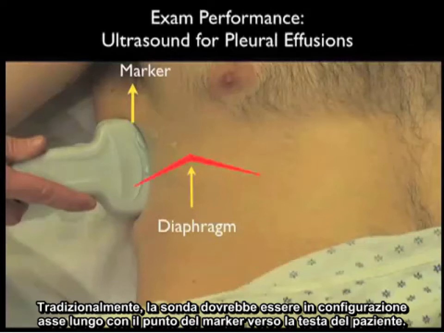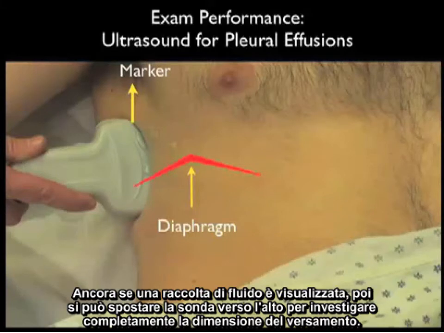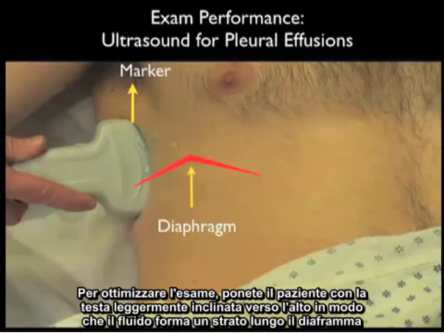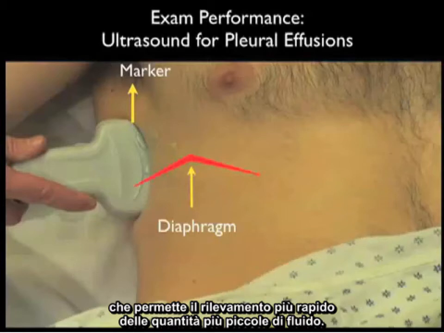Traditionally, the probe should be in a long axis configuration with the marker dot towards the patient's head. Again, if a fluid collection is seen, one can then move the probe upwards to fully investigate how big the effusion is. To optimize your examination, place the patient with the head slightly upwards so that the fluid will layer out above the diaphragm, allowing earlier detection of smaller amounts of fluid.